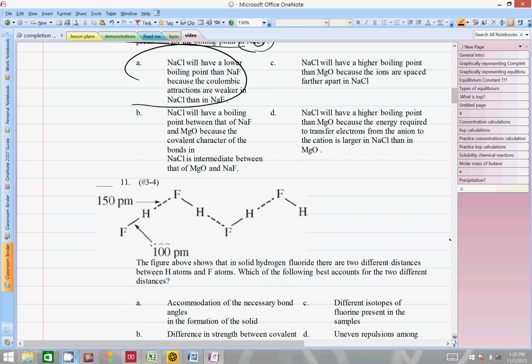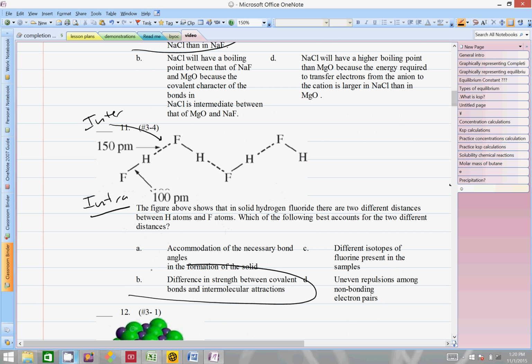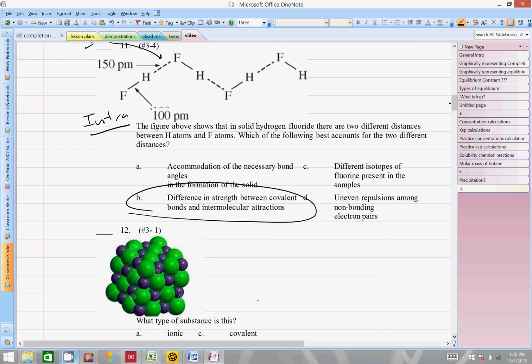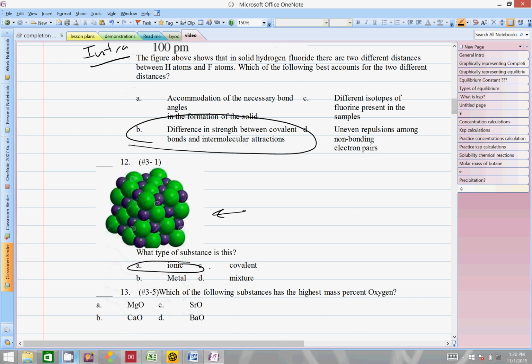We have number 11, great example of a picture. This is a covalent bond, so this is an intramolecular bond, and this is an intermolecular bond. Great example of a hydrogen bond, to be exact. Therefore, the answer is B. We have a bulk crystal here, which is a classic property of an ionic compound.